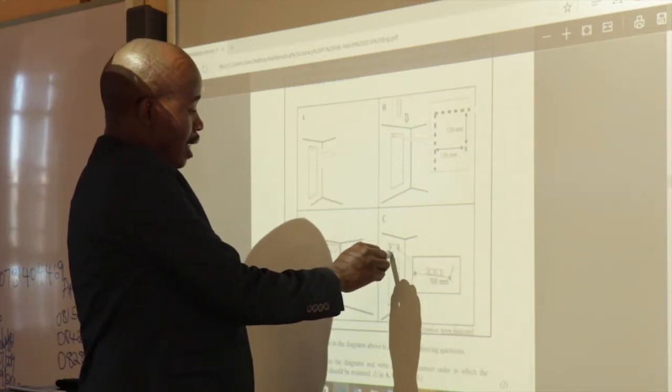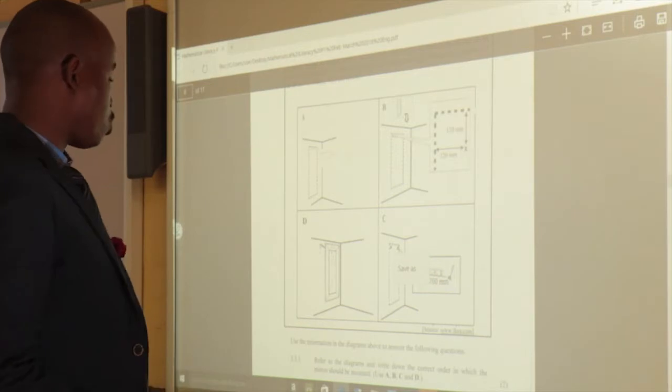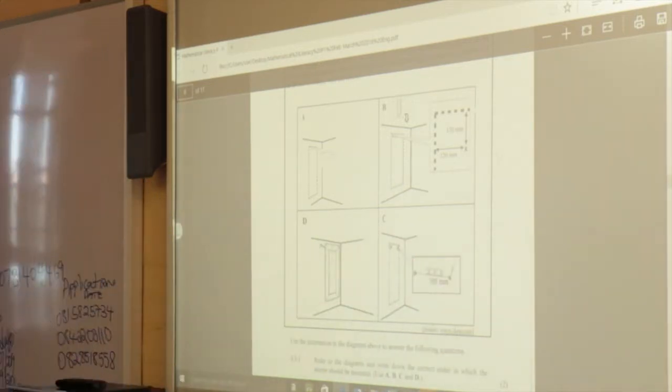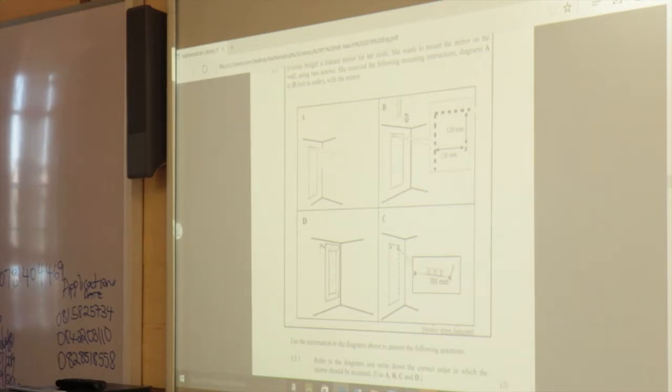Right, this X here that we see, we need to explain to the learners what's happening with that X on picture C. As you can see, the X is on picture C on the diagram. Right, let's take the question.